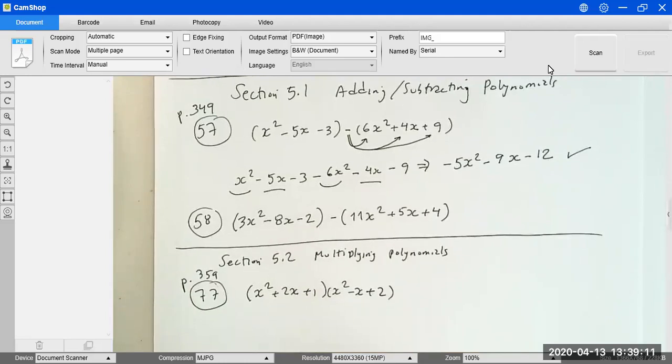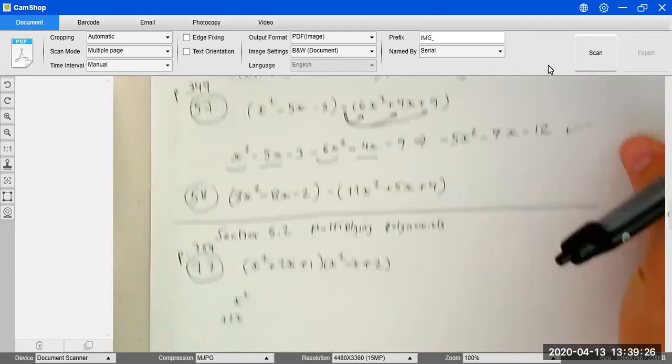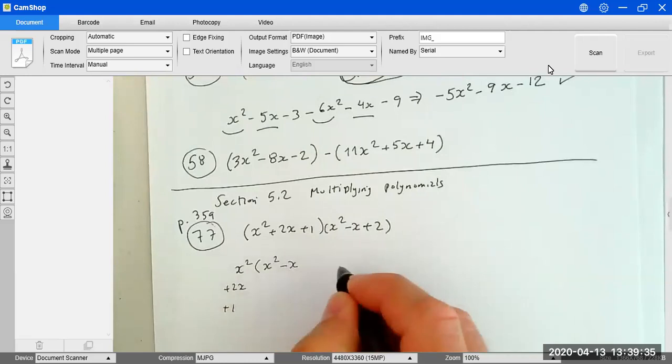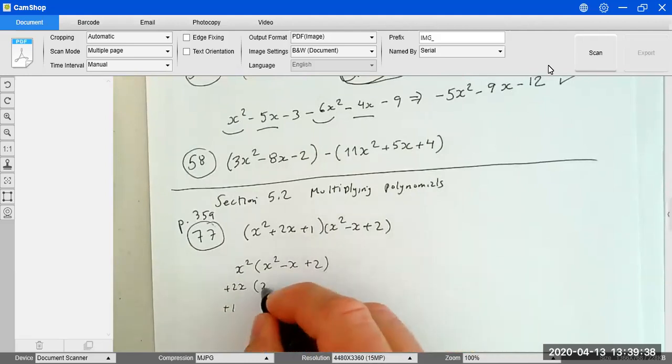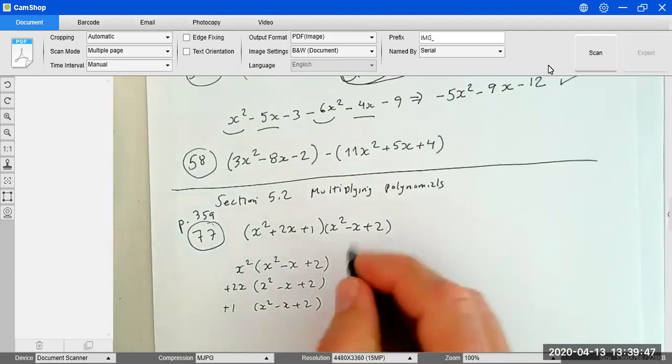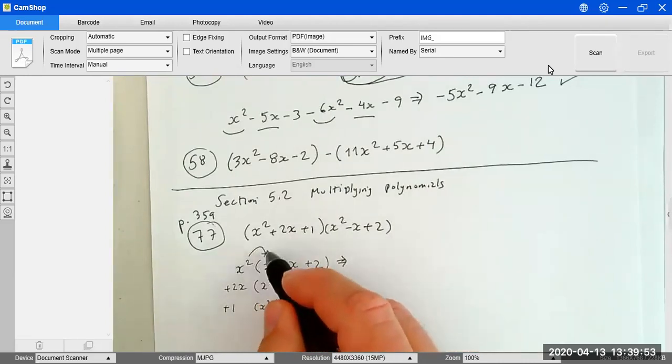So as we covered in class, the best way to solve these products is we're going to write the first polynomial vertically. So I'm going to write x squared plus 2x plus 1. And I'm going to multiply every term by the second polynomial. So x squared minus x plus 2, x squared minus x plus 2, and x squared minus x plus 2. So then we're gonna just do these multiplications. We're gonna apply the distributive property in all these cases.